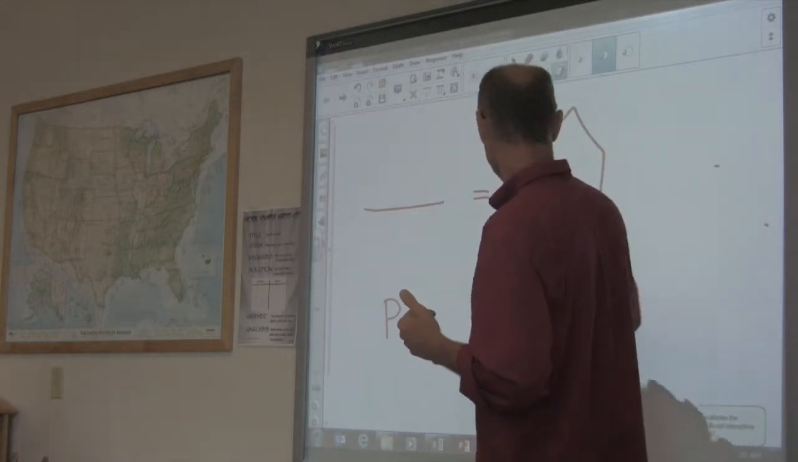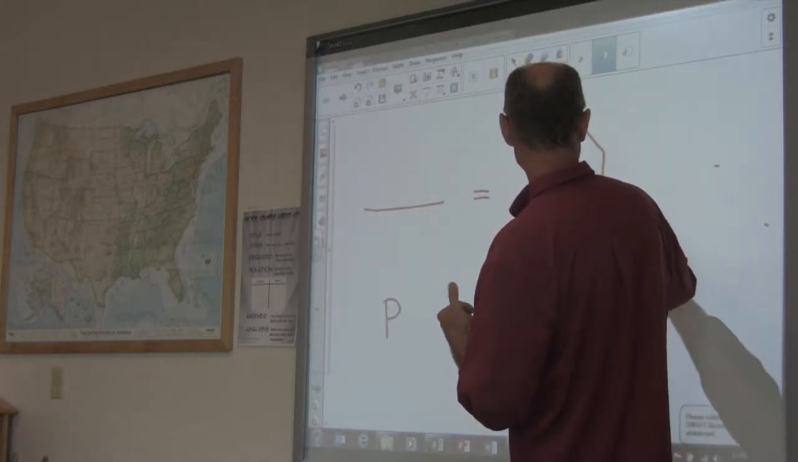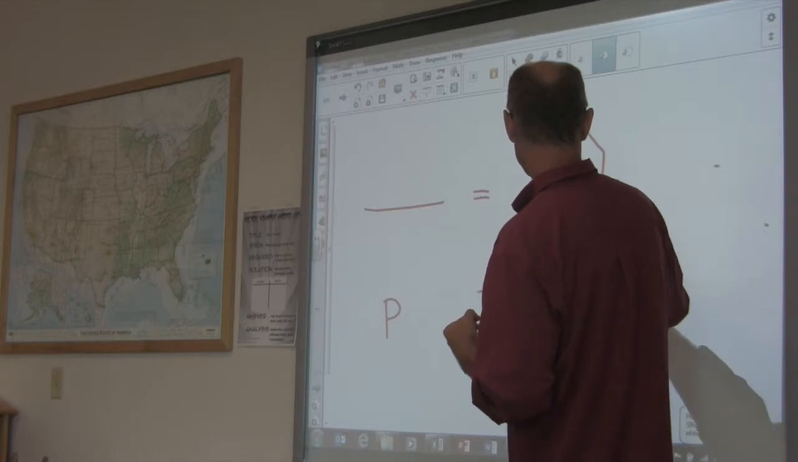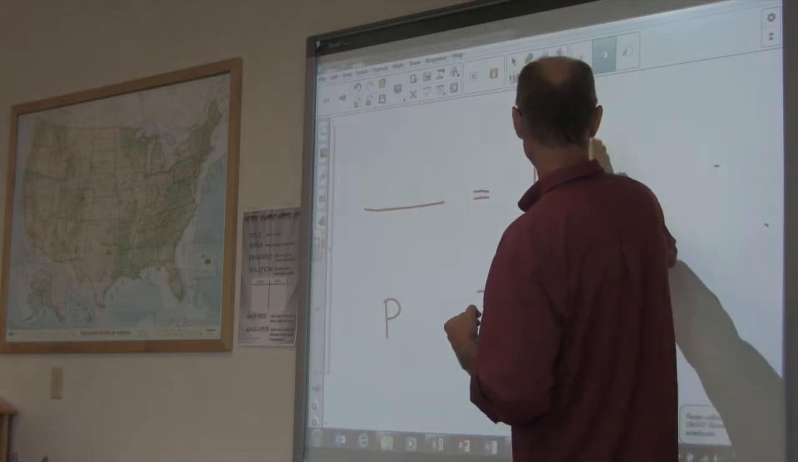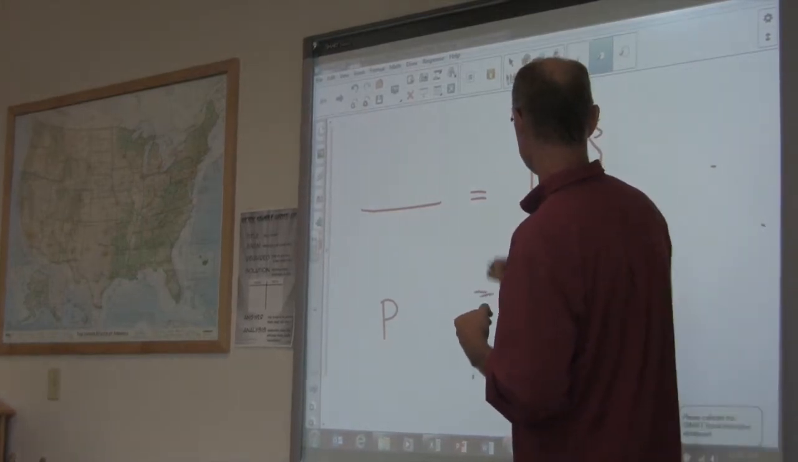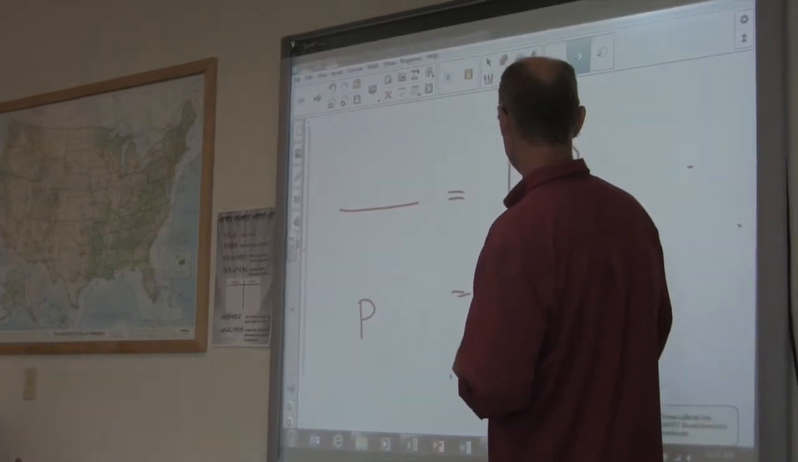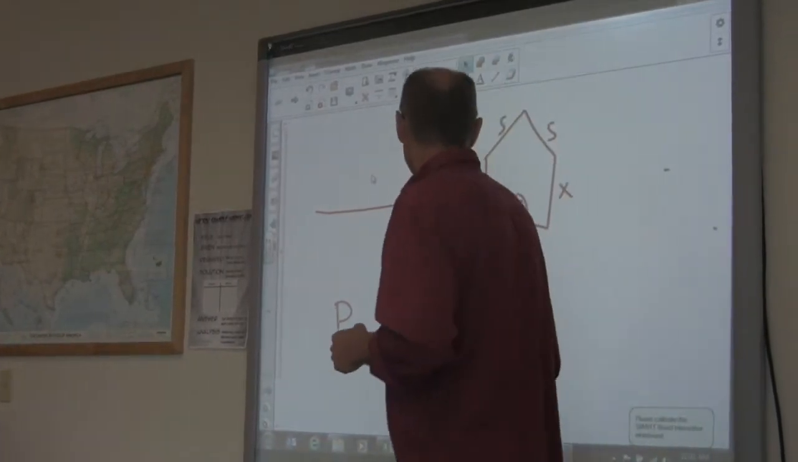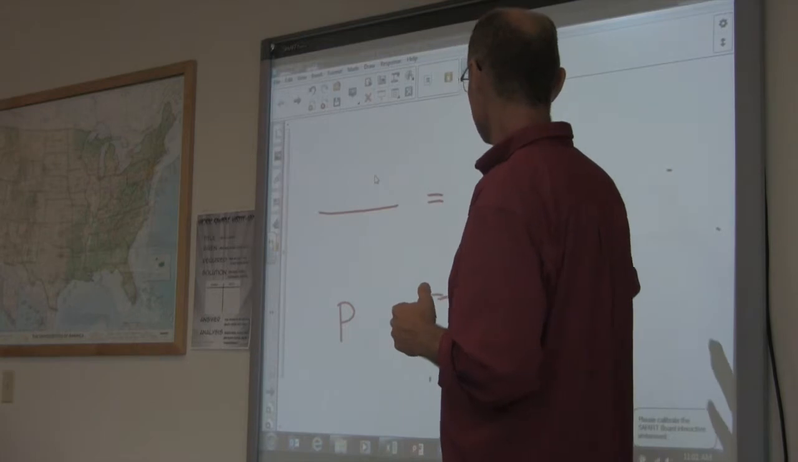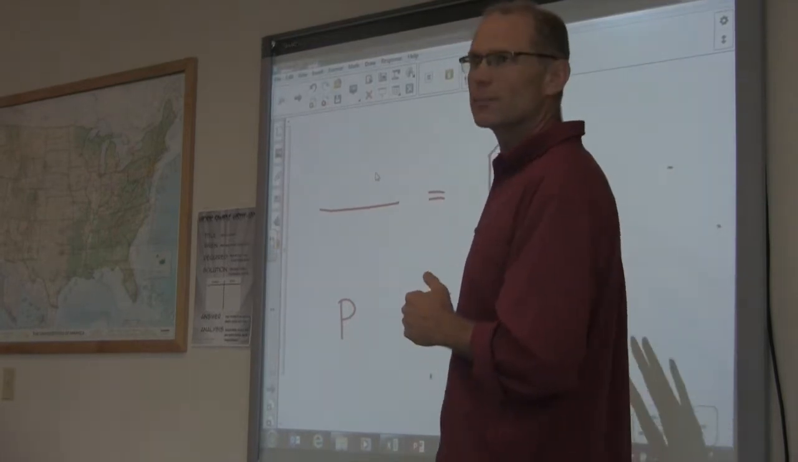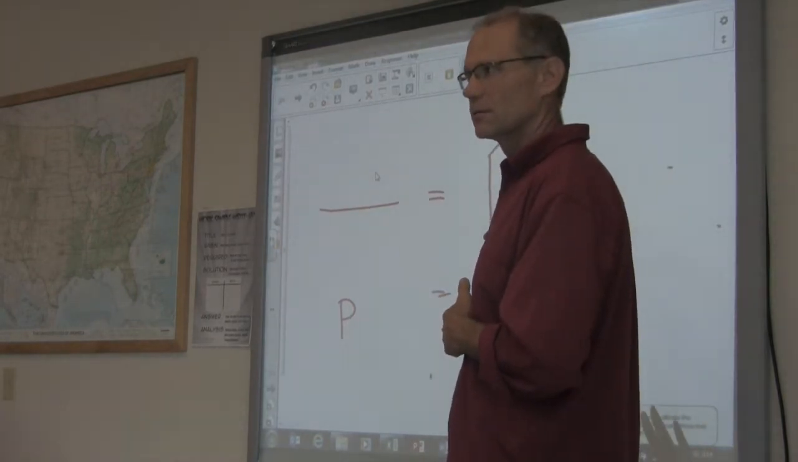And then you can say, all right, well, what do I have? I have X. Maybe I have half X. Maybe I have an S for the length of this side. I have some kind of R. Okay? Can you write an equation that would represent this in general?